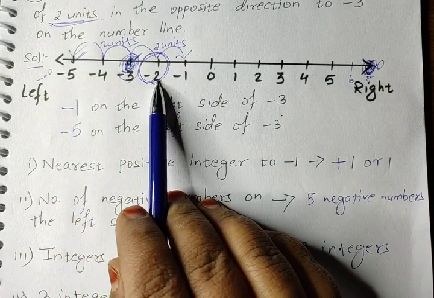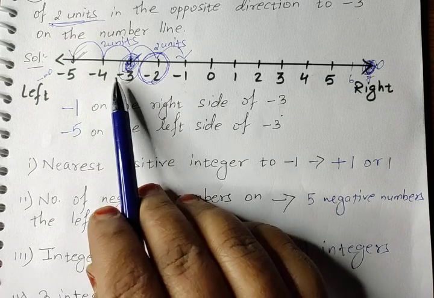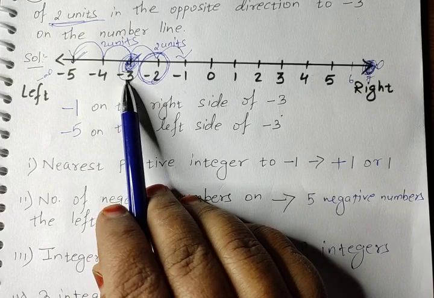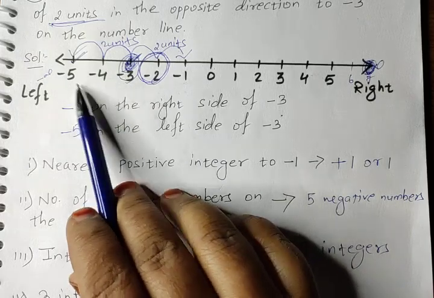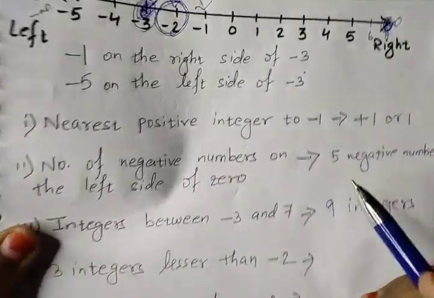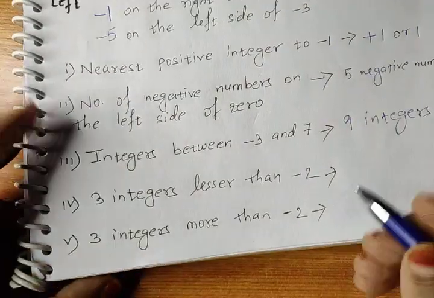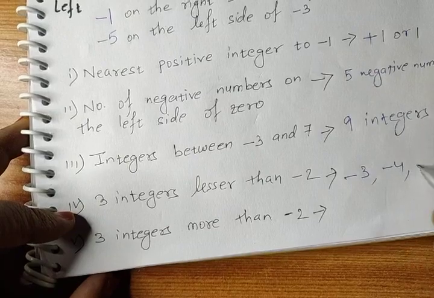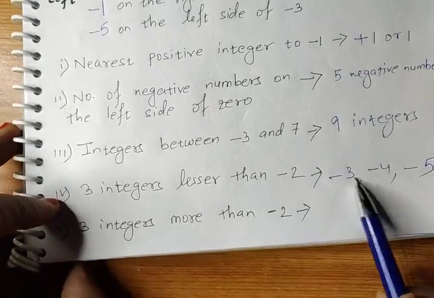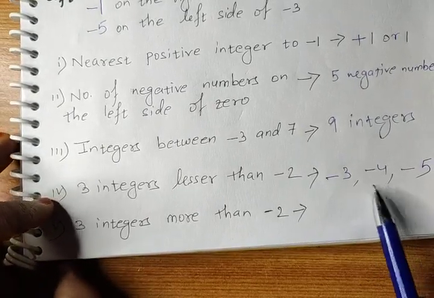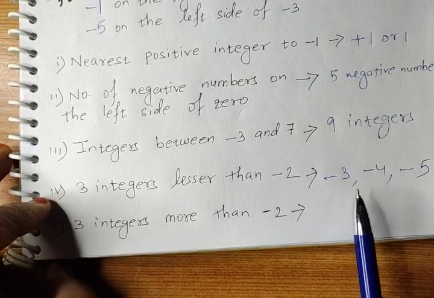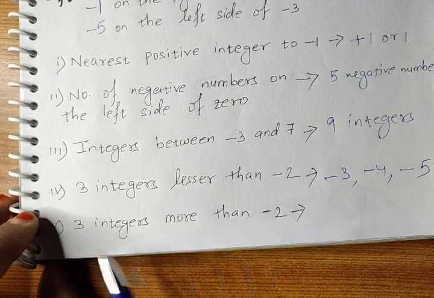So how many integers less than minus 2 here? So many are there. So first minus 3, minus 4, minus 5. So we will write integers less than minus 2 are minus 3, minus 4, minus 5. These lie left of minus 2. Remember, left side less values, right side more values.